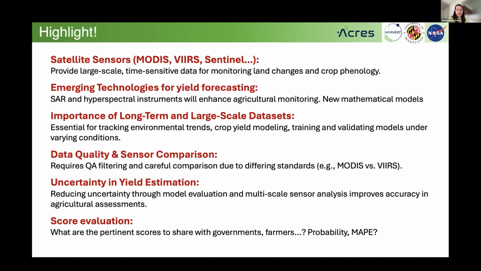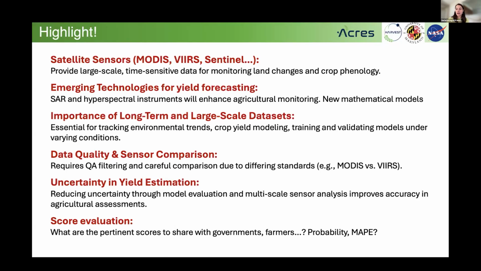The last point I would like to highlight is about the score evaluation that I will be working on in this project at a sub-field level. What kind of score is pertinent to share with government entities, farmers or stakeholders, and even among the research community? For example, how important is it that my coefficient of determination, my correlation, moves from 0.7 to 0.8?